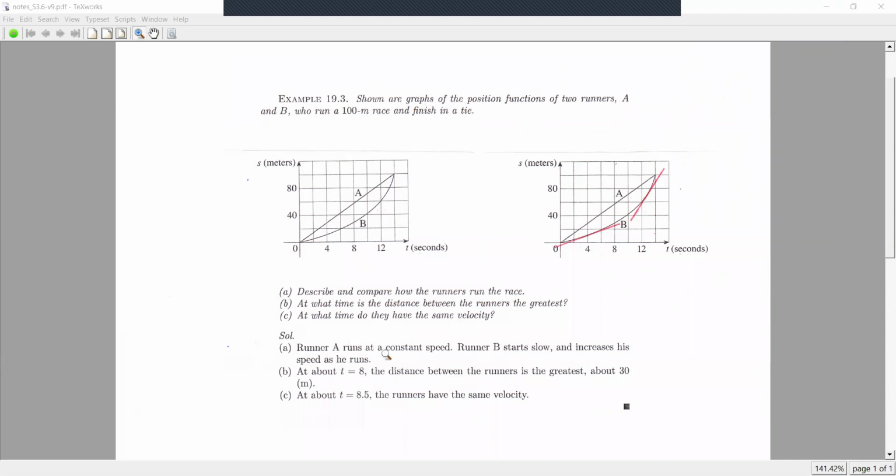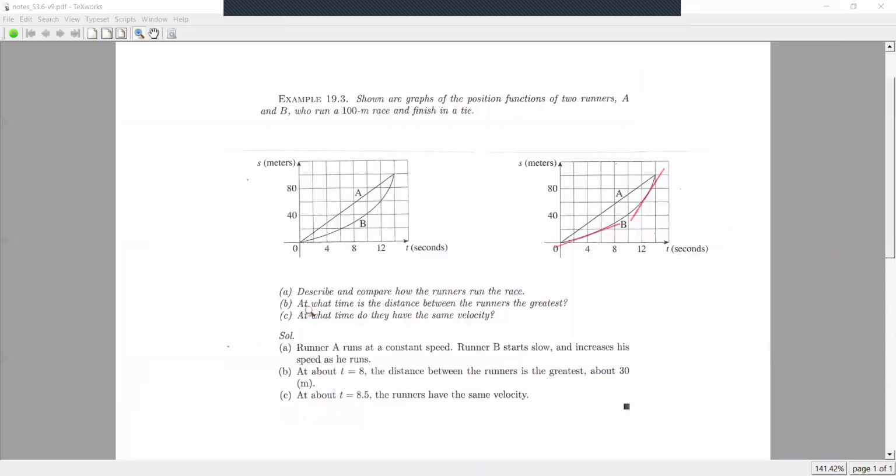Runner A runs at a constant speed because the graph of the position function for runner A is a line. A line has constant slope. Runner B starts slow and increases his speed as he runs. This curve is the graph of the position function for runner B. At the beginning, this curve has small slope, but the slope is increasing as time is increasing.